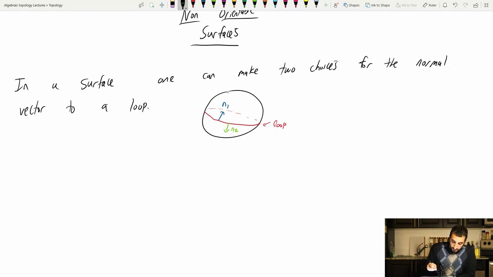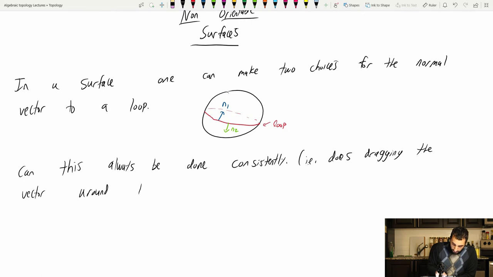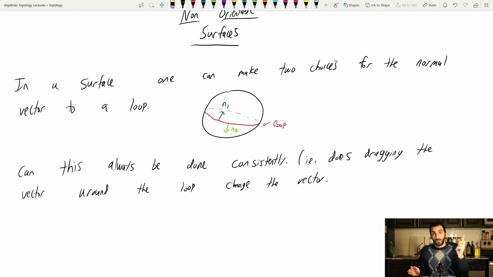And here's a question: can this always be done consistently? Now, what do I mean by done consistently? I mean, does dragging the vector around the loop change the vector? So in this case, on the sphere, we see that it does not. If I take n1 and I take it all the way around the sphere, it comes back to itself, and same thing for n2.